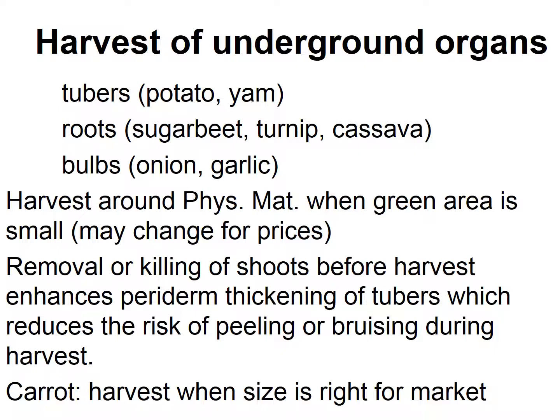The removal or killing of the shoots before harvest is positive as it enhances periderm thickening of tubers, which reduces the risk of peeling or bruising during the harvest procedure. In the case of carrots, the harvest will be performed when the size is adequate for the market.